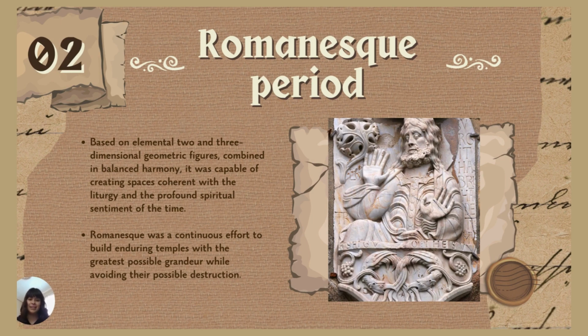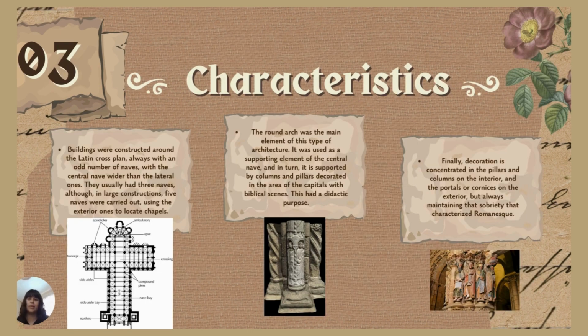Then, the characteristic of this period was that the buildings were constructed around the Latin cross plan, as we perceive in this image. If you have a view from above, you can see the Latin cross, and the nave is the part at the principal entrance, and they usually have three.